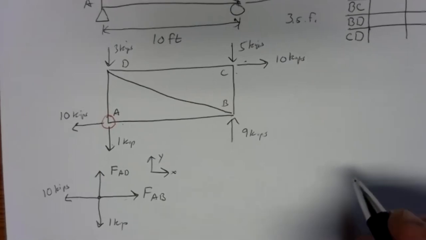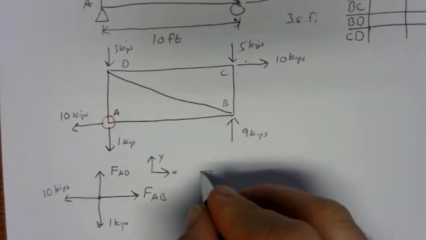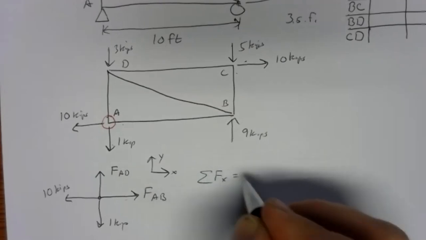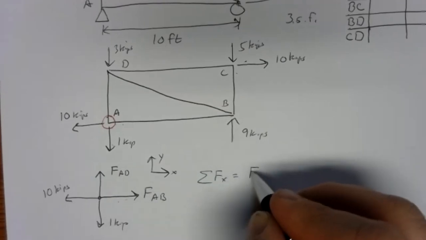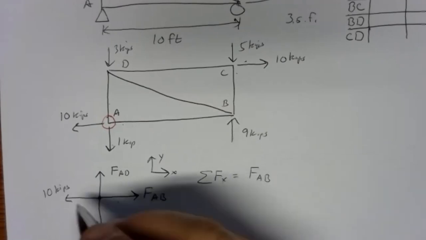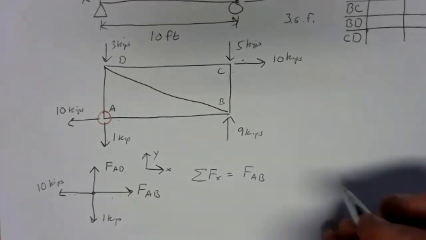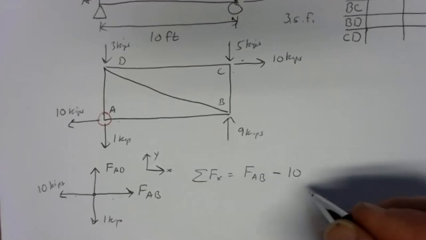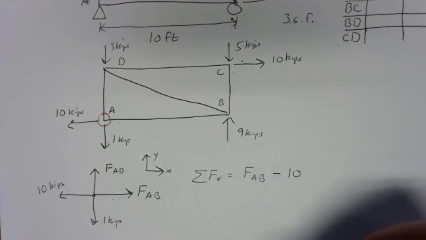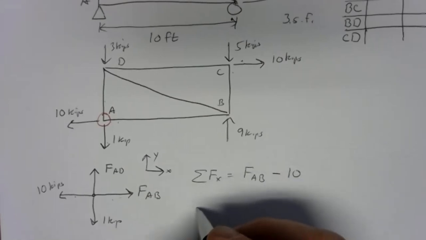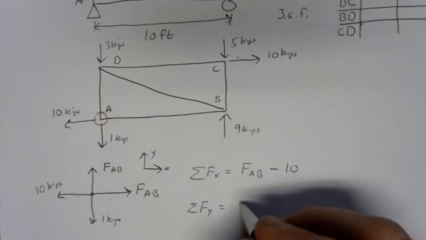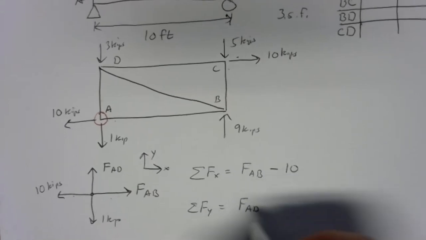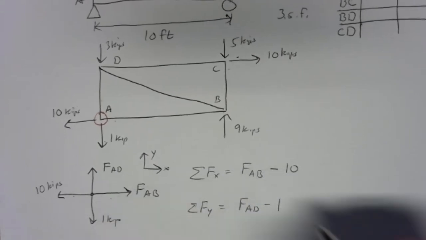So let's build up our equations of equilibrium. Sum of forces in the x direction. Well, I've got all of FAB to the right, so that's positive. And I've got all of 10 kips to the left, negative. Nothing else there in the x direction. So we go on to the y direction. Sum of forces in the y direction, I've got a positive FAD and a negative 1.